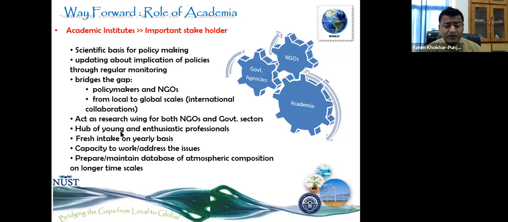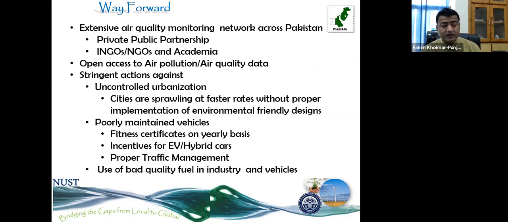Academia is a hub of young and enthusiastic professionals. With a fresh intake on a yearly basis, they have the capacity to work and address these issues. If they can prepare and maintain a database of atmospheric composition, they can give timely feedback on policy making and its effectiveness.